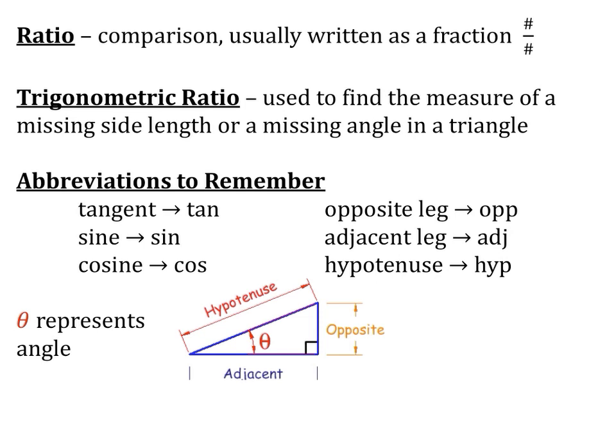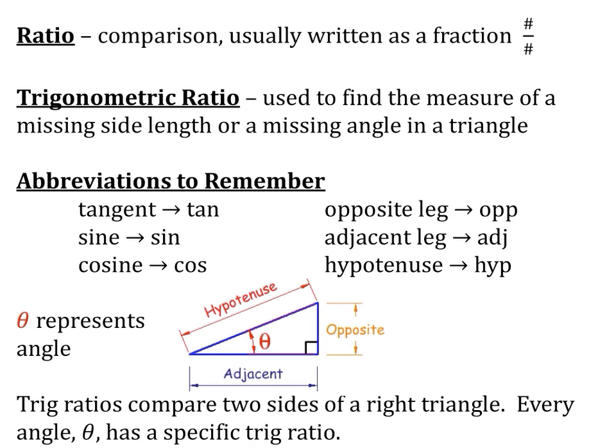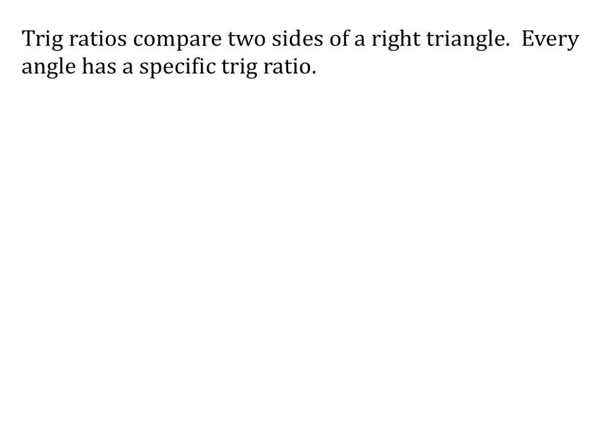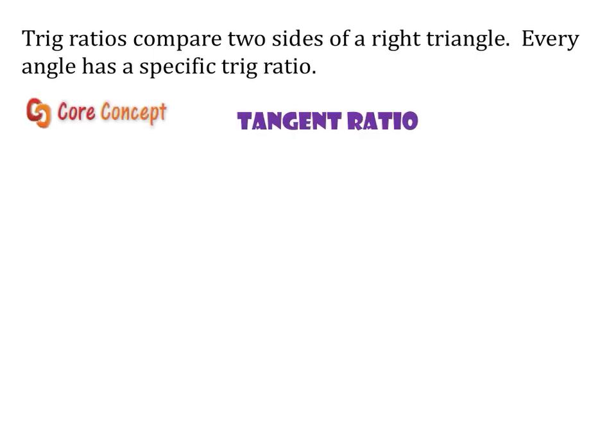And if you're wondering what this little funny looking symbol here in the triangle is or represents, it simply represents an angle. It's the theta sign. So trig ratios compare 2 sides of a right triangle. Every angle, in other words theta, has a specific trig ratio, as I said before. So our first core concept is the tangent ratio.